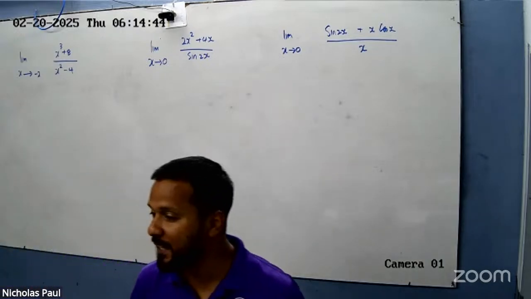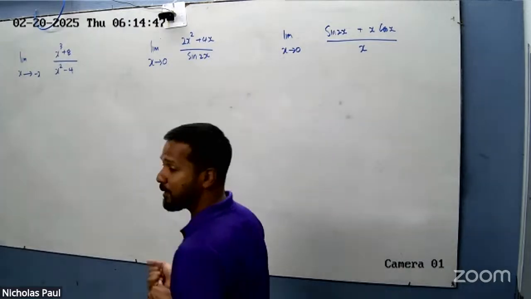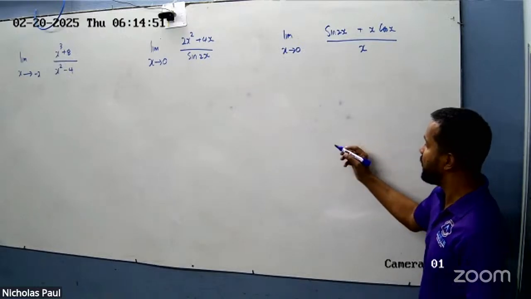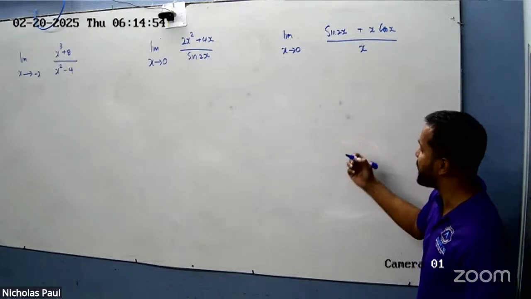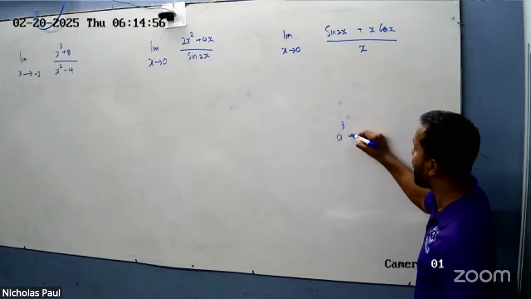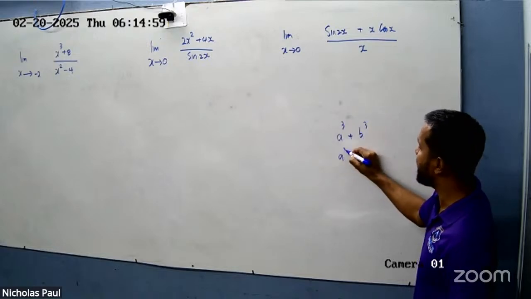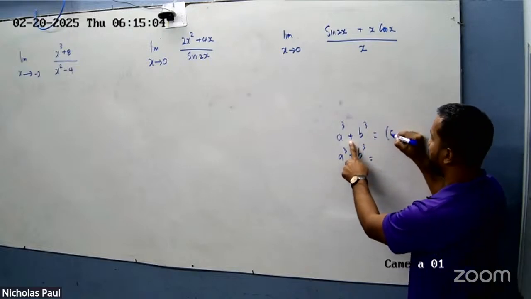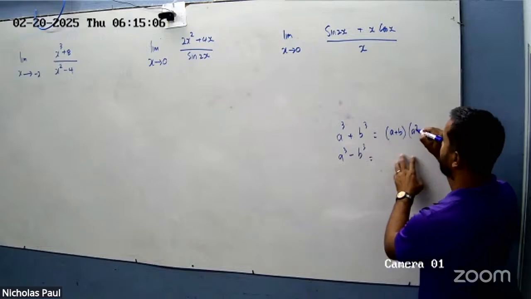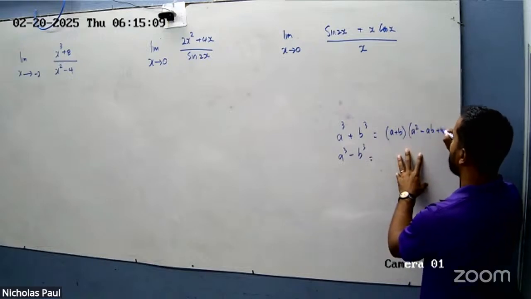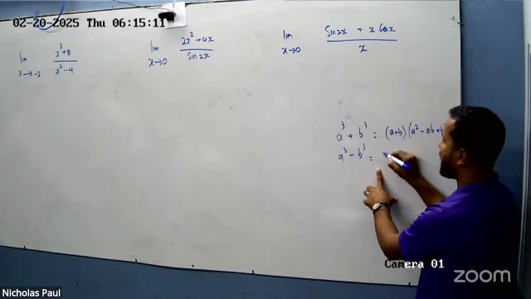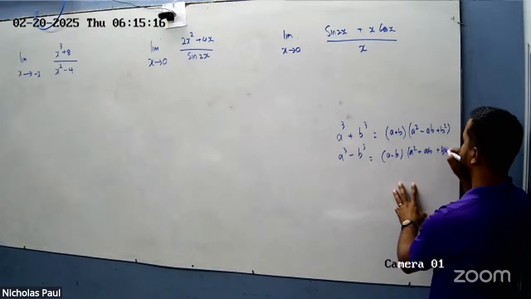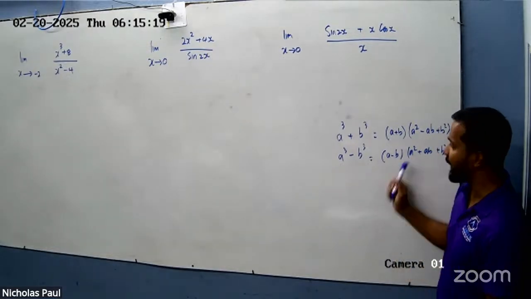The expansion for a cube. Okay. What are the expansions for a cube plus b cube and a cube minus b cube? What's the expansion here? a plus b by what? Plus, and what's the expansion here? Some of you are getting the expansion wrong.